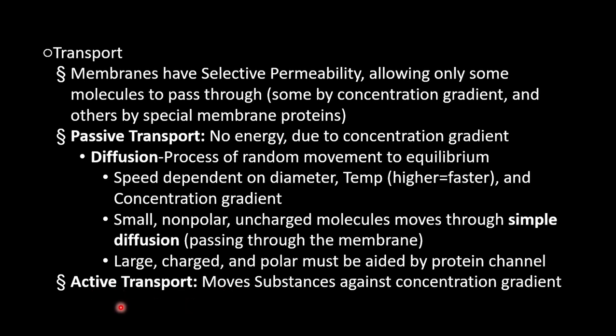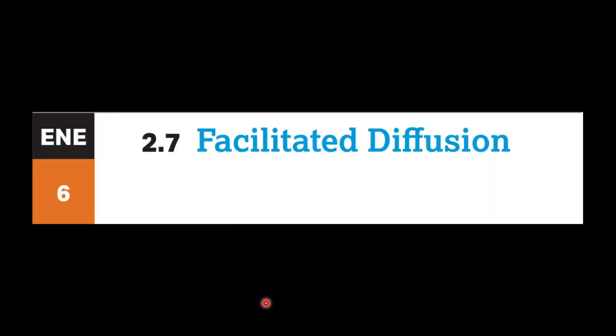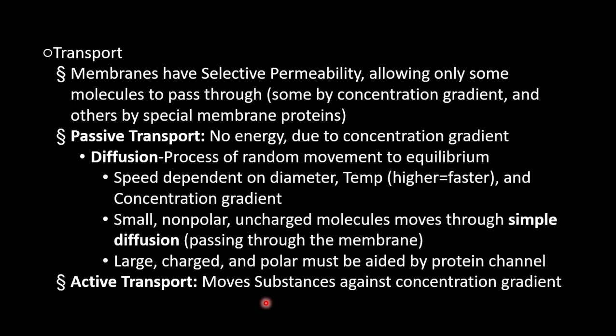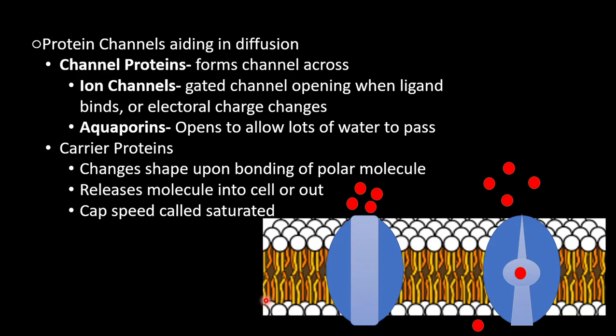Alright, active transport we will talk about later. So, facilitated diffusion. We talked about simple diffusion; so what is facilitated diffusion? Protein channels aid in diffusion. There are two types of proteins that help with facilitated diffusion: channel proteins, which form a channel across, and carrier proteins. The channel protein is shown right here, and a carrier protein is shown right here.